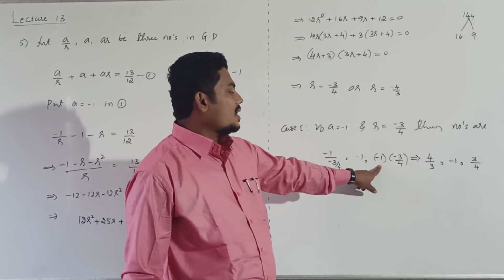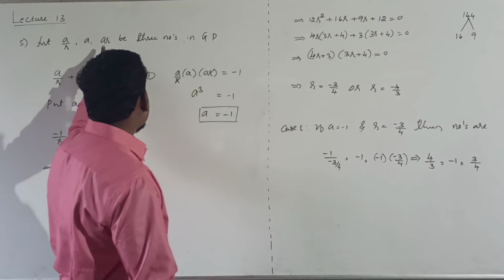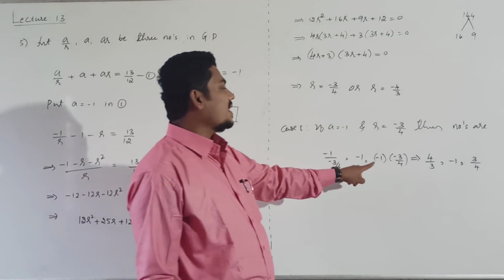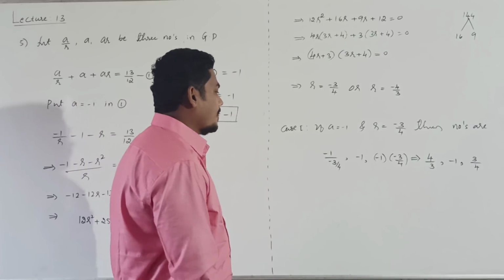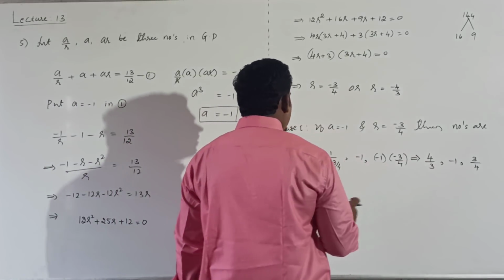Next term, minus 1, remains as it is. A into r. A value minus 1, r value minus 3 by 4. That is plus 3 by 4. These are the numbers.